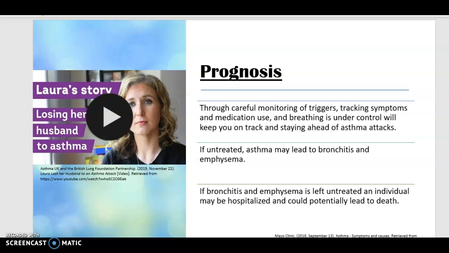It's not just occasional problems breathing. It can become much worse if undiagnosed or let go. If untreated, asthma may lead to bronchitis and emphysema and potentially can lead to death. But through careful monitoring of triggers and tracking your symptoms and medication use, you can keep your asthma under control, and also by going to your regular doctor as prescribed.